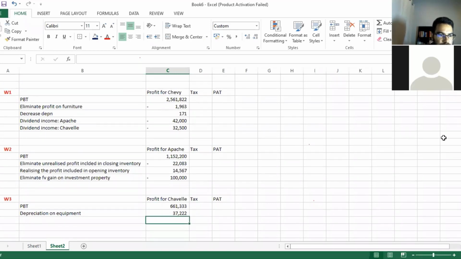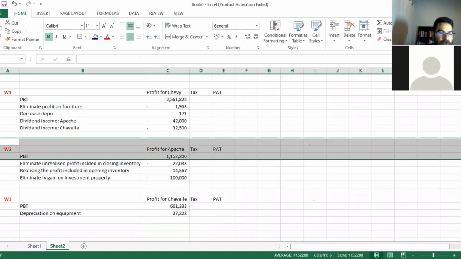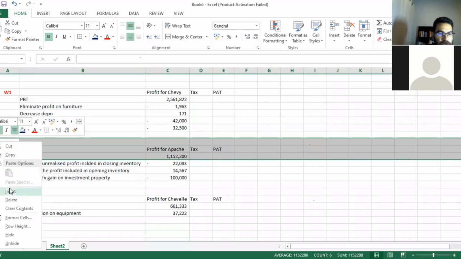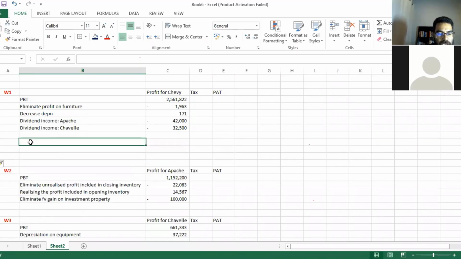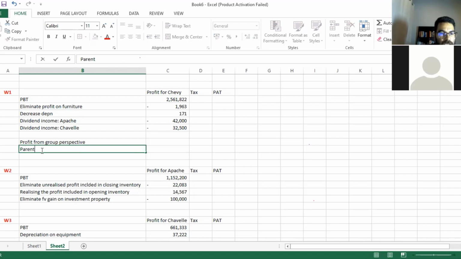So I'll go here to the top. I'm going to call it profit. This is just for us to understand profit from group perspective. Profit from group perspective. Okay. And then we can split this up. What belongs to the parent and what belongs to NCI.